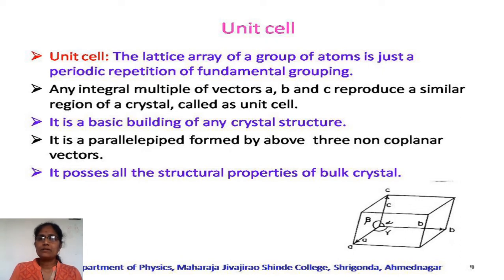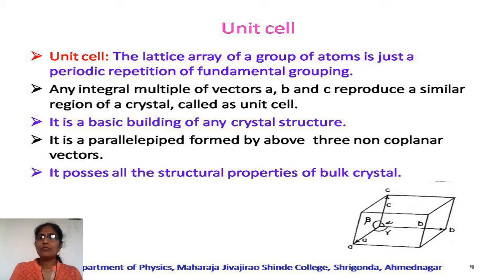The same is the thing in case of building of a crystal structure. In order to build a crystal structure, we will require a basic unit, and that basic building block of a crystal structure is called the unit cell. Then how is a unit cell formed? In order to form a unit cell, we will require three crystallographic axes.